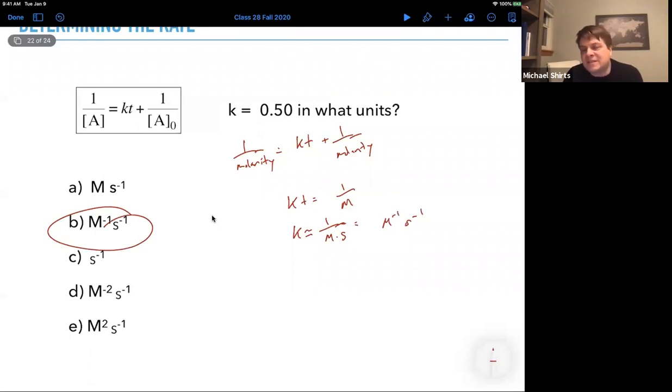We could have done this by just remembering what a second order reaction's units would be, or just look at the math. What is the math that makes this consistent? kT has to have units of 1 over molarity. So therefore, K has to have units of inverse molarity times inverse seconds.